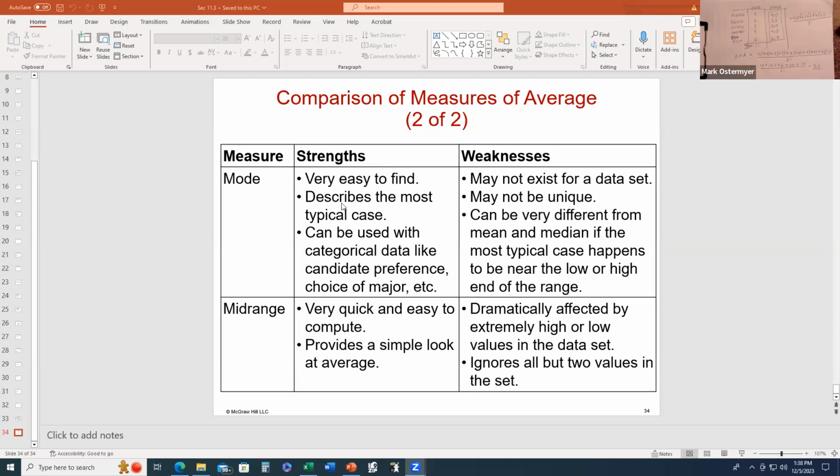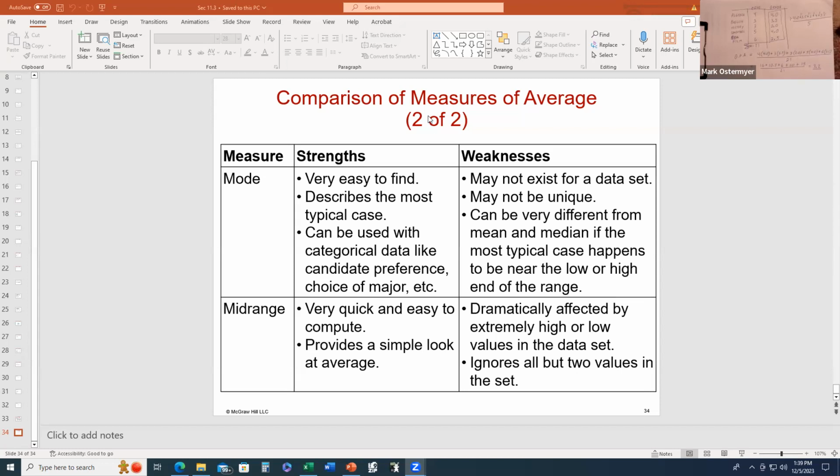What are the strengths of the mode? Well, the mode is pretty easy to find, though again it depends on the size of your data set. If you have millions of unordered data points, good luck trying to find a mode with that. That's going to be impossible. If your data is ordered, though, ladies and gentlemen, or sorted, finding the mode is usually a lot easier. The mode, unlike the mean, the median and the mid-range value, can be used for non-numeric or categorical data. That's the strength of the mode.